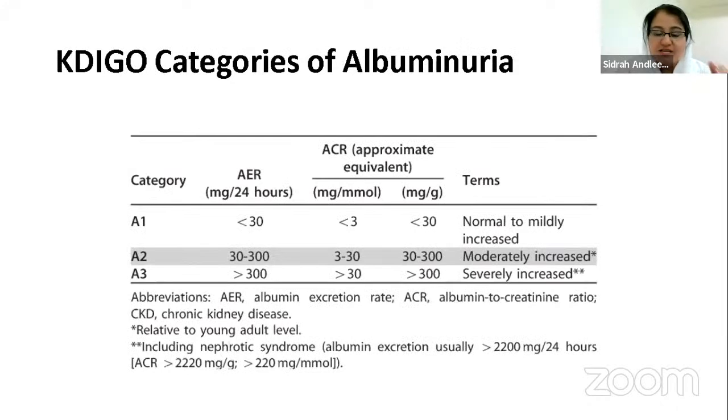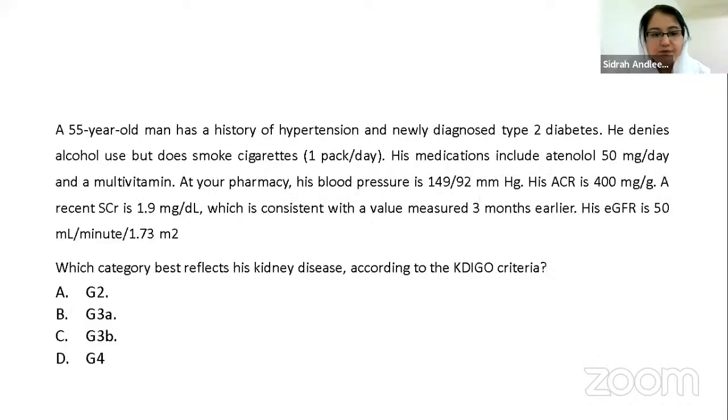So categorization of the CKD based on albuminuria, how do we do that? It's either A1, A2, or A3, A1 being the least severe and A3 being the most severe condition of all. So less than 30 is A1, 30 to 300 is A2, and more than 300 is severe albuminuria, which is usually associated with ESRD, end-stage renal disease, right?